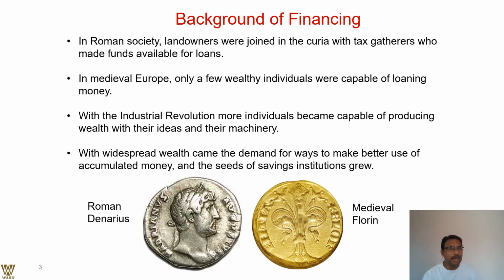Now, background to financing, and I'm talking about real estate financing, mind you. In Roman societies, the landowner was joined in the curia with the tax gatherer who made funds available for loans. In medieval Europe, only a few wealthy individuals were capable of loaning money. With the Industrial Revolution, more individuals became capable of producing wealth with their ideas and their machineries. With widespread wealth came the demand for ways to make better use of accumulated money, and the seeds of the savings institution grew. Remember, I have just given you the coinage system, the Roman denarius and the medieval florin, as the case might be. This is what finance was all about.